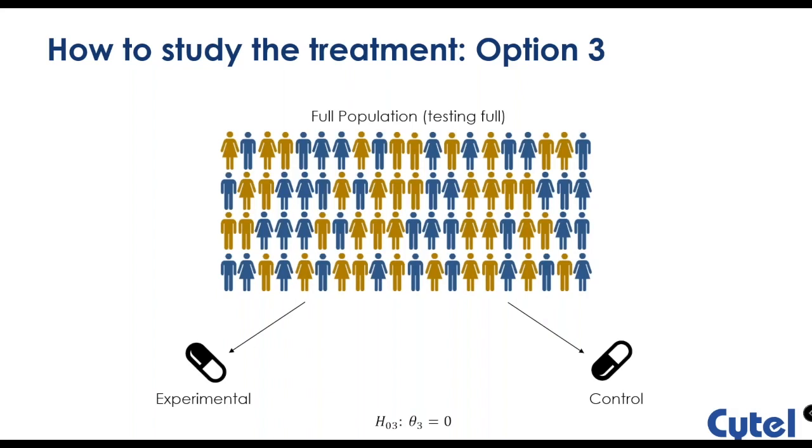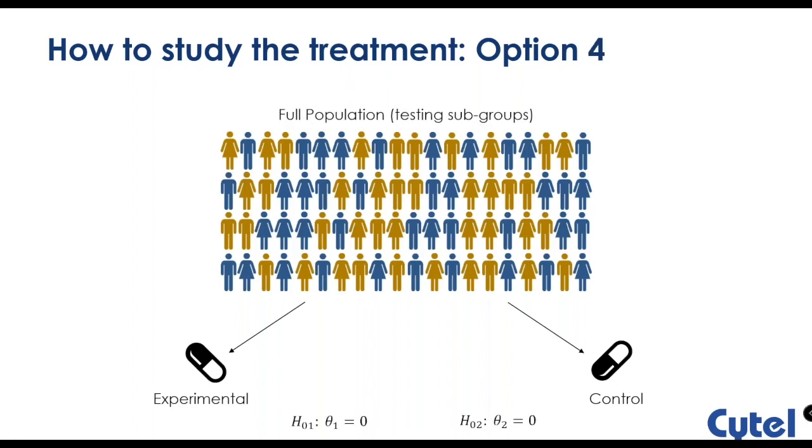So the next alternative is to consider the full population. So that is recruiting everybody into the trial. We could make that test just in the full population. So as we saw on the previous slide, H03 refers to just testing the difference between the experimental treatment and the control treatment in that full population. Or alternatively, we could recruit everybody and then test within the subgroups.